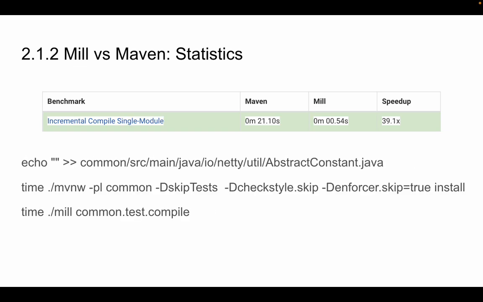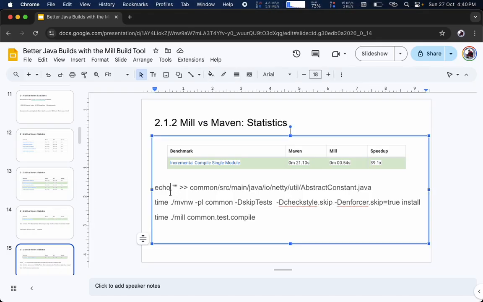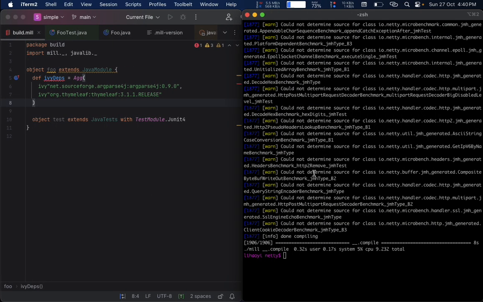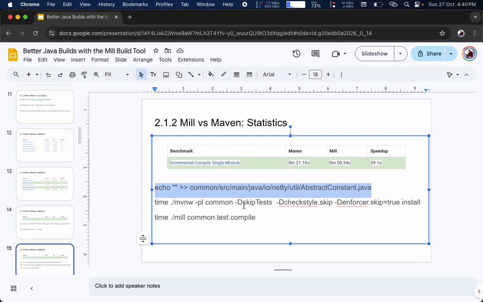Add a change to a single file in the common module in this case, and use Maven to only compile that module. Again, skip test, skip, blah. So this compiles both main and test code, and I did the same for Mill. So for Mill, I asked it to compile test, and it compiles main automatically because the test depends on main. So let's do this in the terminal. I'm just going to paste this here and paste this here.